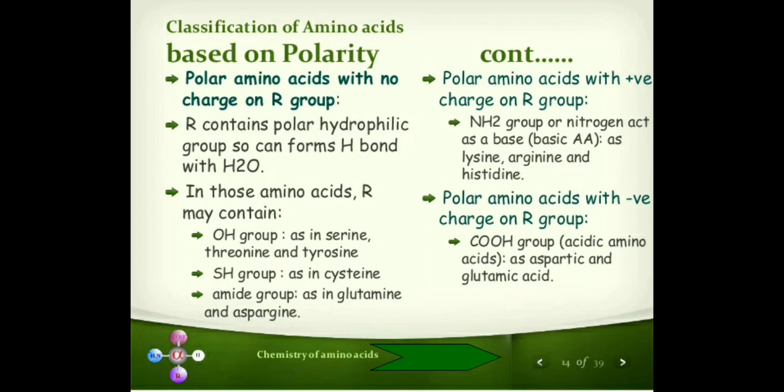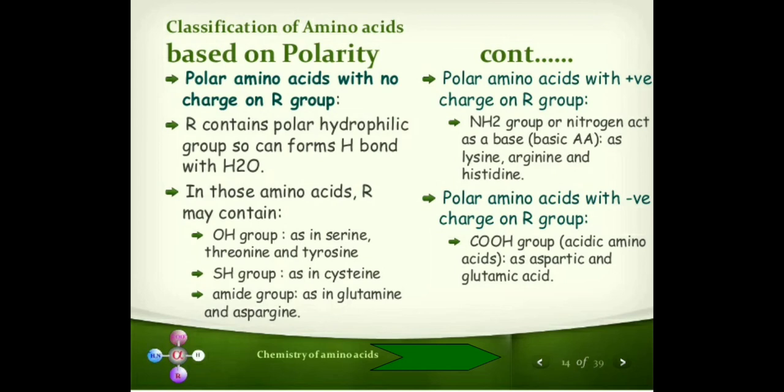Another subdivision of polar amino acids is the amino acids that contain a positive charge on the R group. In these groups, the amino group, or nitrogen, acts as a base, so such amino acids have a positive charge on their side chain. Such amino acids are lysine, arginine, and histidine.